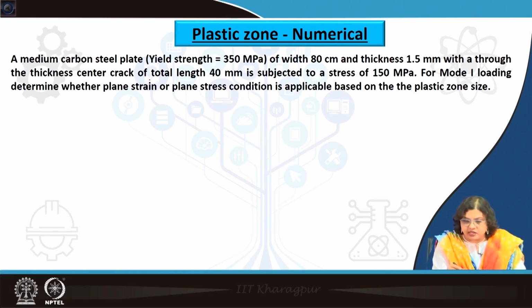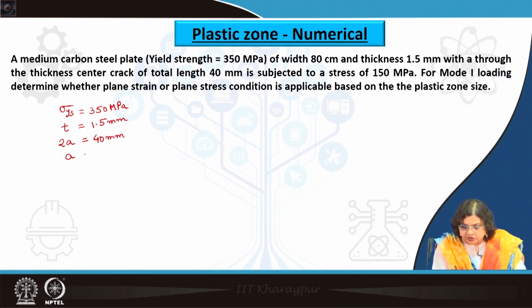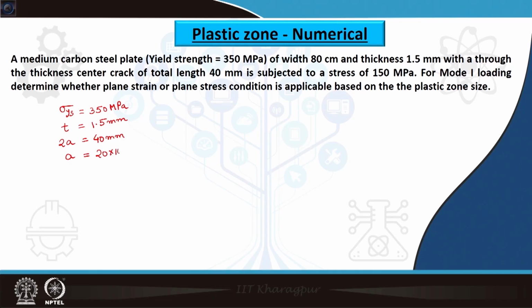So, let us see what we have already. The information is as follows. We know that the yield strength of the material is 350 MPa and the thickness is given as 1.5 millimeter, and most importantly it has a crack of total length, that is 2a equals 40 millimeter. So, that means a is 2 centimeter or 20 into 10 to the power of minus 3 meter, and the applied stress is given as 150 MPa.